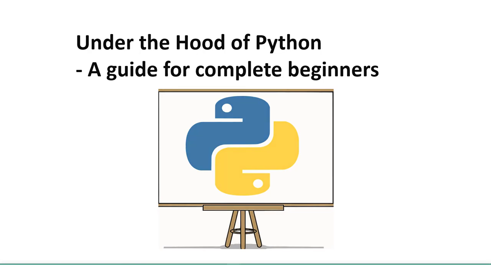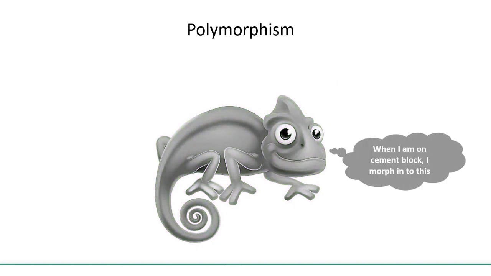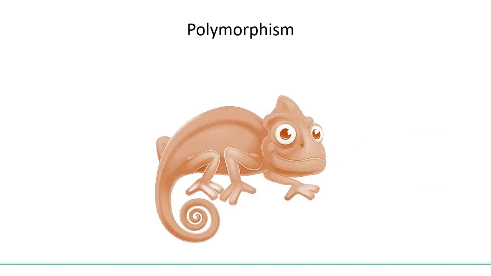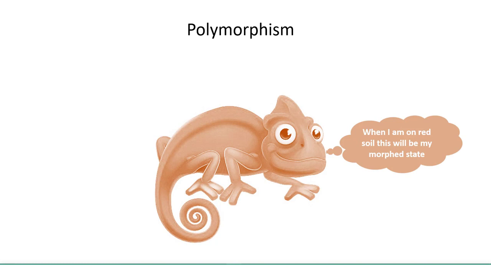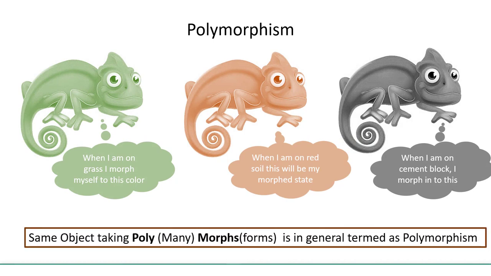Before we get into the details of object-oriented programming, let me try to explain in general what polymorphism is. Let's take the example of this animal. This animal will morph to this color when it's on grass, whereas it morphs itself into this state when it's on a cement block. When it is on red soil, it gets morphed into this specific state. So the same animal, when it's in a different environment, morphs its state accordingly. In general, when the same object is taking many forms, it is termed as polymorphism.